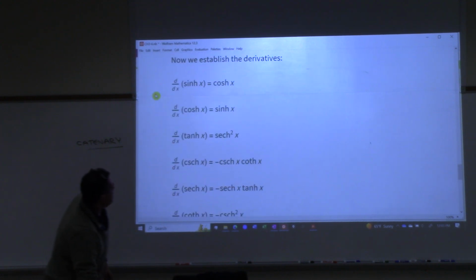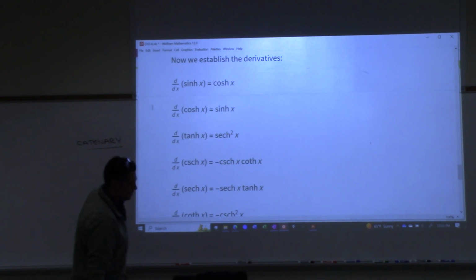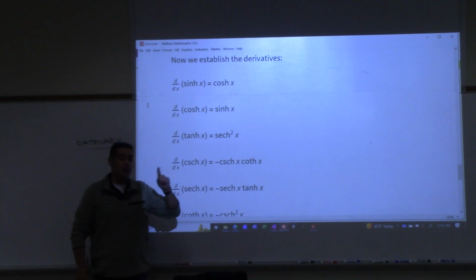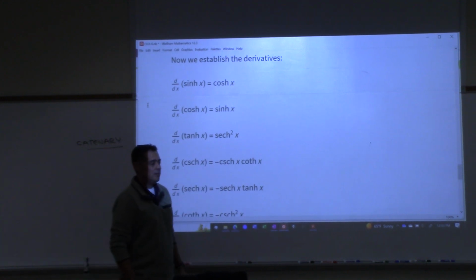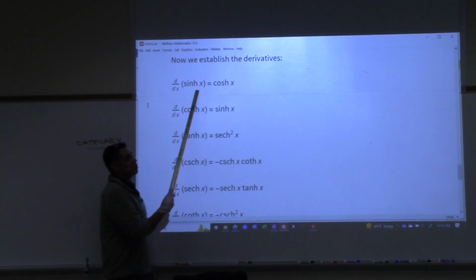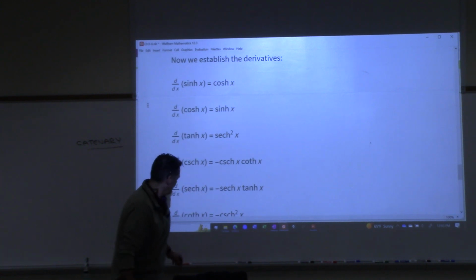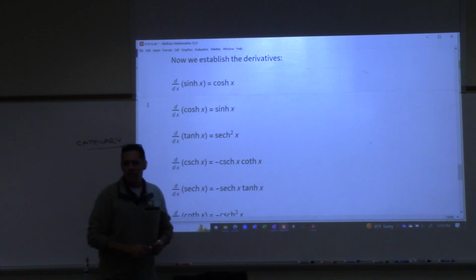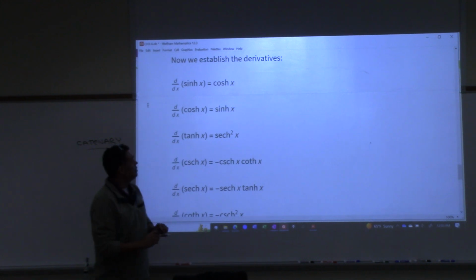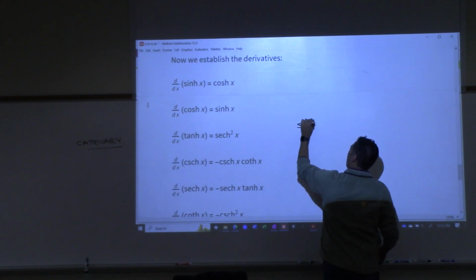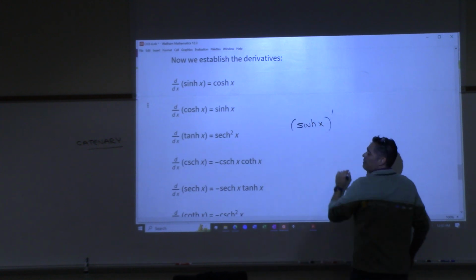Well, I have good news and bad news, however you want to look at this. In Cal 1, the derivative of sine was cosine, right? Well, guess what? The derivative of sine hyperbolic is cosine hyperbolic. Yay, right? I'm going to prove that one to you quickly. Here's how I'm going to do it. I'm going to take sine hyperbolic x and take its derivative.